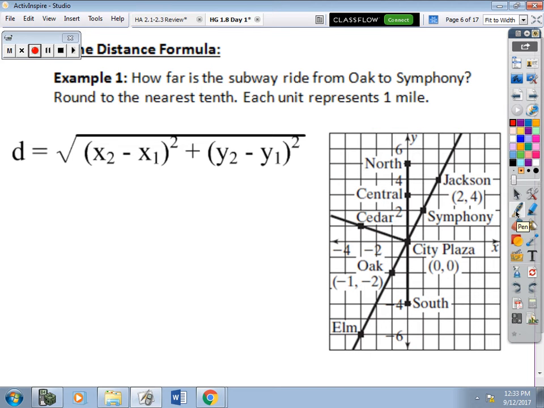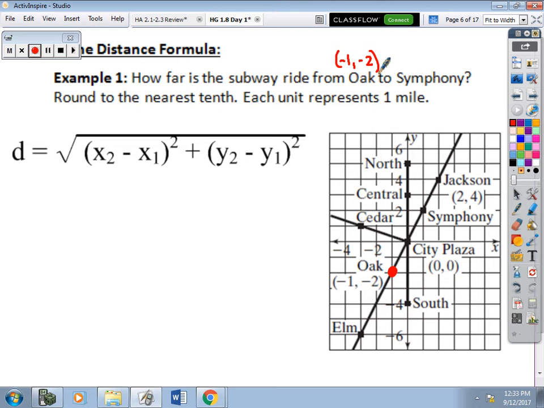Okay? All right, so example 1 asks us, how far is the subway ride from Oak to Symphony? So this is a graph showing subway stops, and we can see that Oak is located here, and it has an ordered pair of -1, -2. So I'm going to write that right above Oak, no problem.